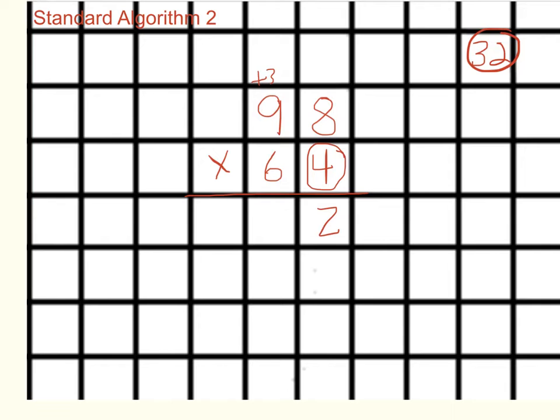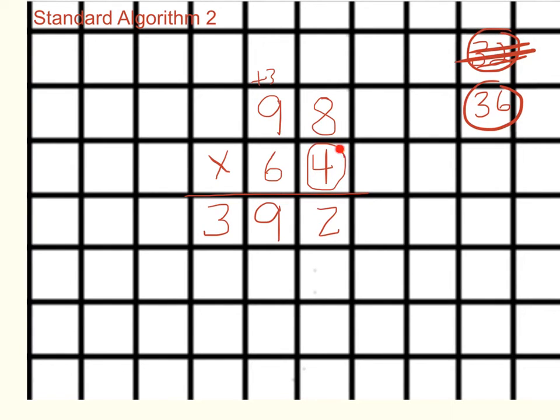So the next thing I do, now that I'm done with the 4 times 8, is 4 times 9. And we know, because we're fourth graders, that 4 times 9 is 36. But I'm not done. I've got to add 3, which is 39. Since I don't have anything more going here, I'm going to write 39 right there.